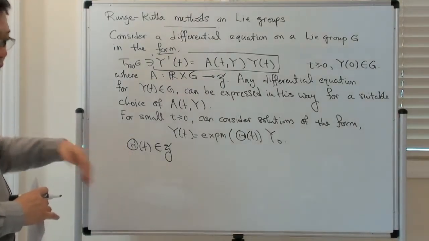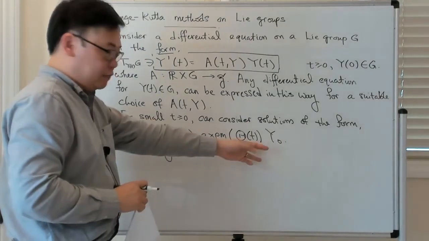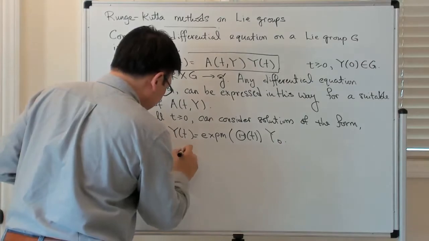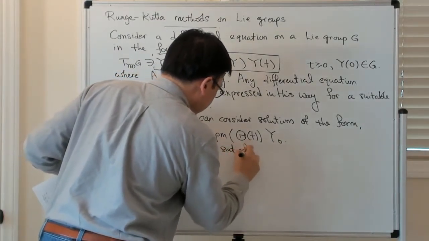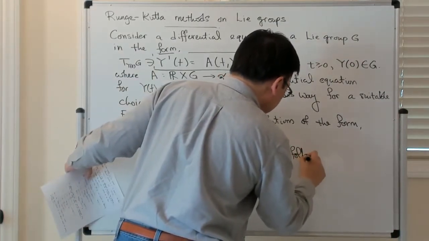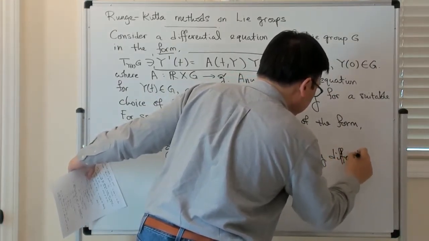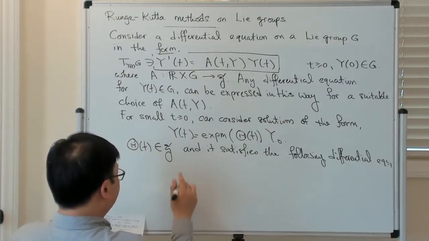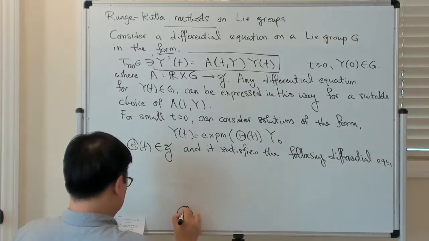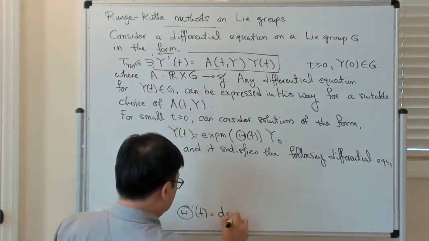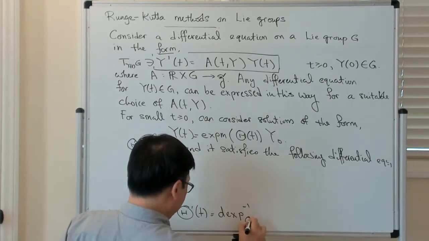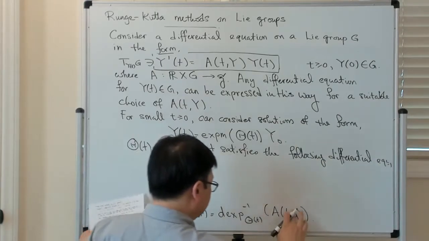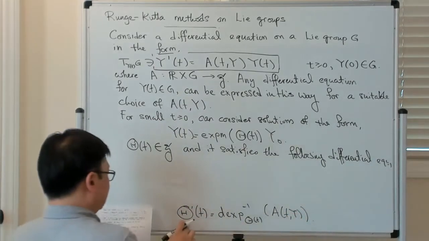And you can write down a differential equation which theta of t has to satisfy in order for the y of t, which you write down in this way, to be a solution of the original differential equation. Okay, and it satisfies the following equation. So let's write that down. Theta prime of t is equal to the exponential inverse at the point theta of t applied to A of t, y. I guess we had used a big Y here. So that's basically what you're going to have to end up solving for.